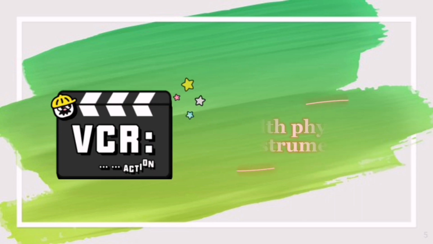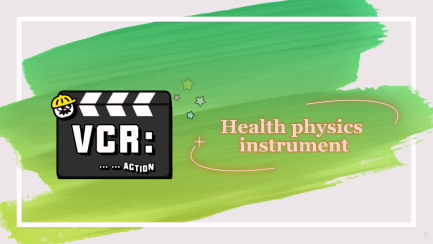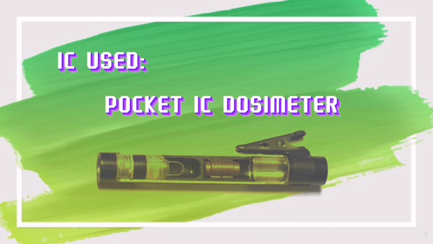Next is for health physics instrument, which is being used for both medical and industrial radiography. The ionization chamber that is being used is called the pocket IC dosimeter.